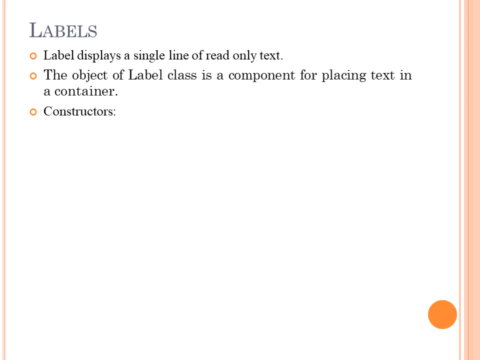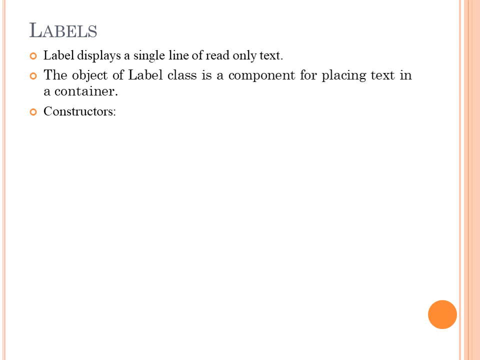Now what do you mean by a label? A label displays a single line of read only text. You can only read a text. You cannot write inside a label. So the object of label class is a component for placing text in a container.